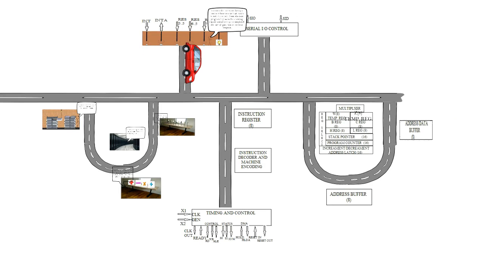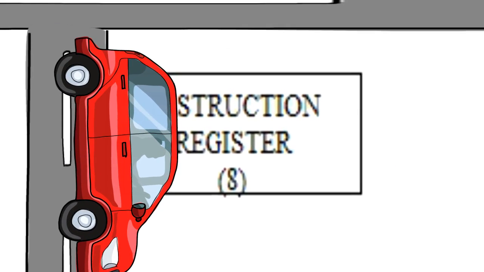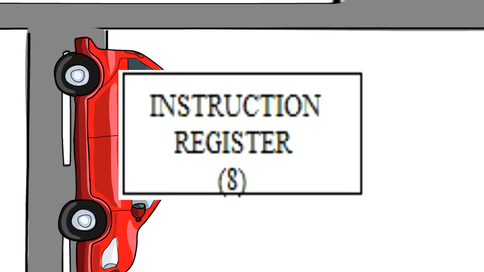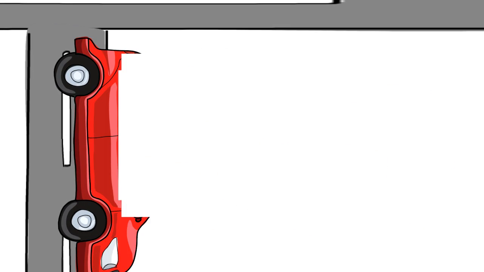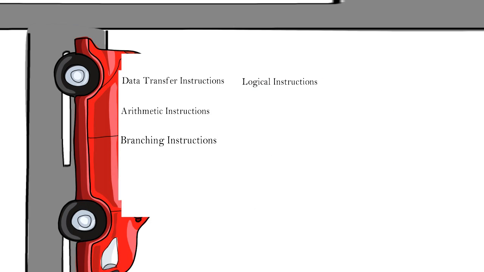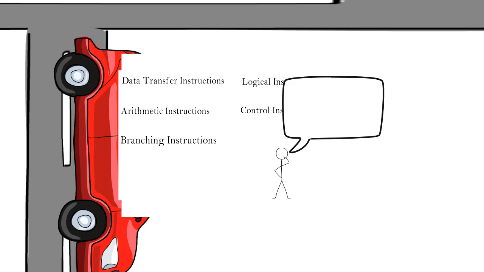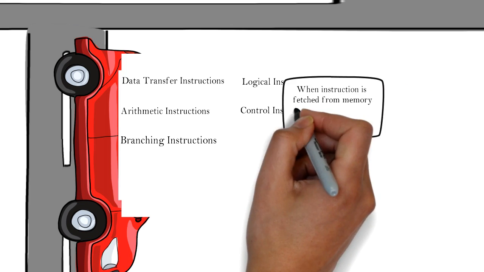After the interrupt control unit, the next unit we'll be entering is the instruction register. The several instructions such as the data transfer, arithmetic, branching instructions, logical instructions, and control instructions are encompassed in it. For the instruction register, working is like this. When an instruction is fetched from memory, it is stored in this register only.